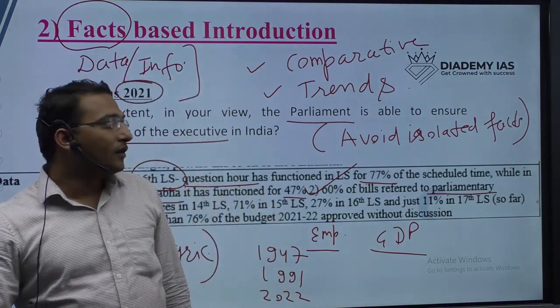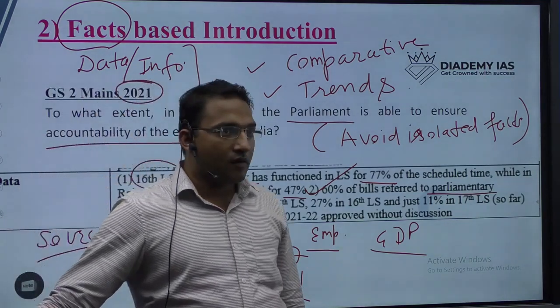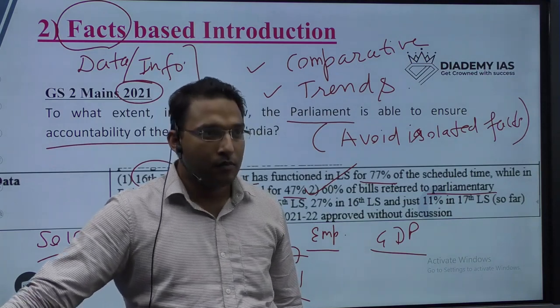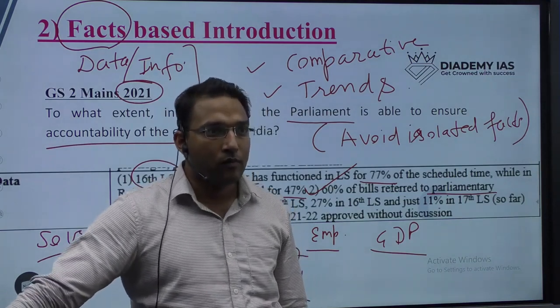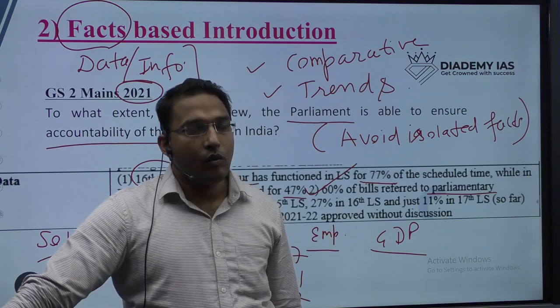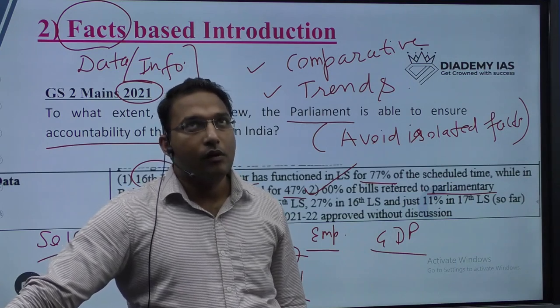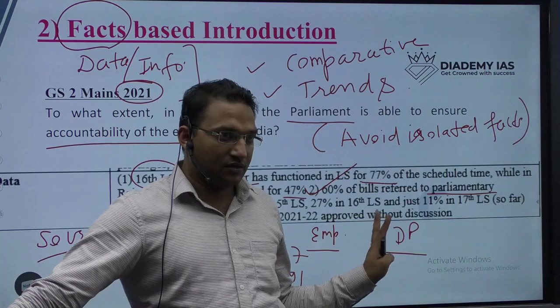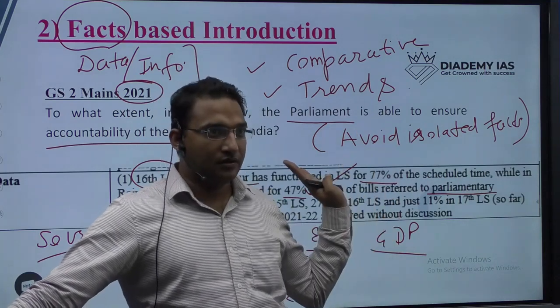And then we can use the graph to show the lowering of the trend of referring the bill to the parliamentary committee. That will be a better approach. See, don't go with this question. Try to understand the concept.